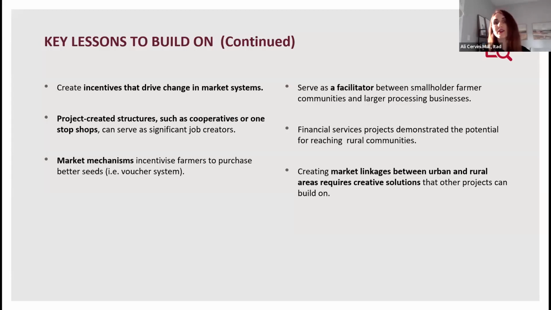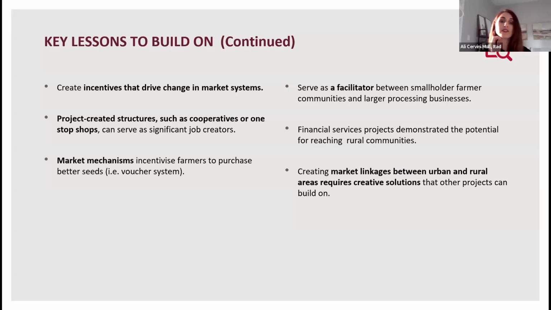In the seed sector, projects gradually introduced market mechanisms to incentivize farmers to purchase better seeds, an example being a voucher system. For example, with the Rwanu program, as Jason mentioned, by the end of the project, farmers were purchasing seeds directly from agro dealers in cash as they recognized the benefits of higher quality seeds.